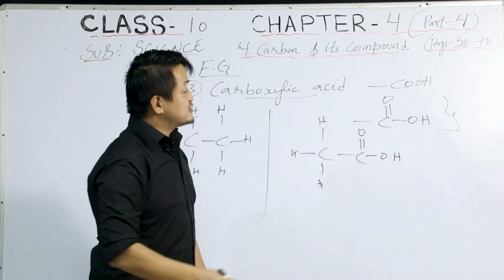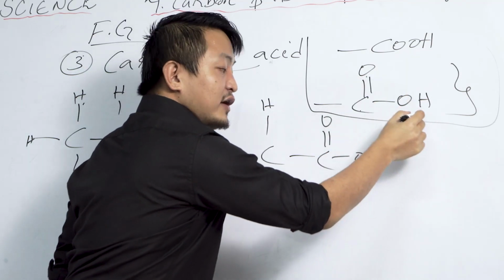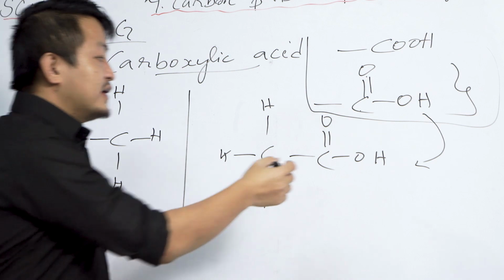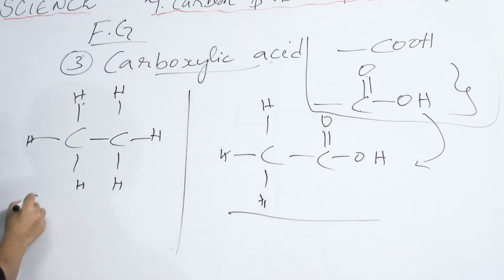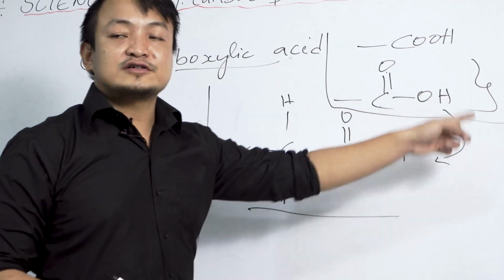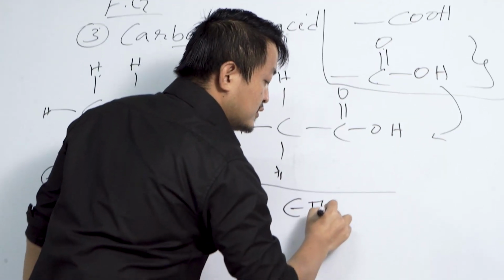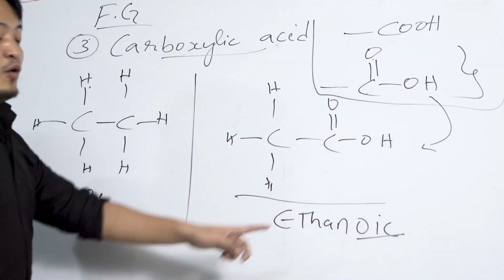So my dear students, you can see this over here, right? See, this COOH in this compound, in ethane, is acting as a functional group. So now it has changed. It was ethane, but now when this functional group becomes a part of this compound, the name would change to ethanoic acid. Clear? Oic acid.